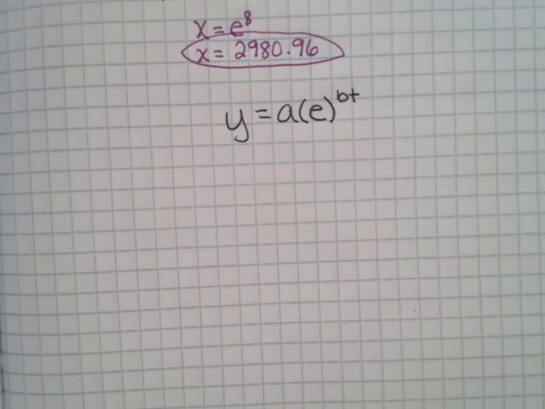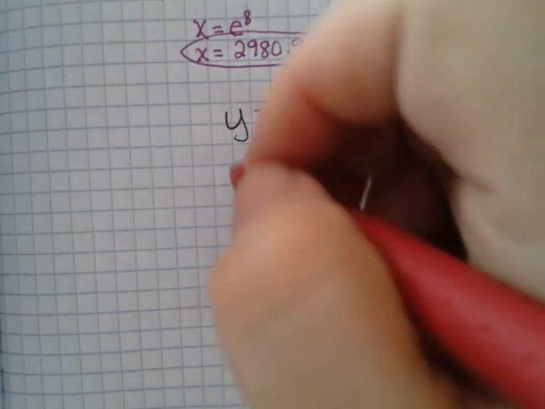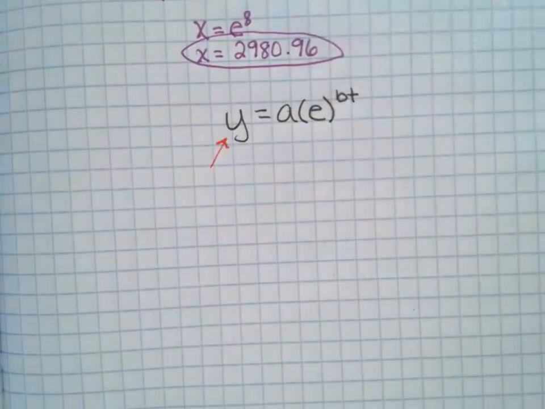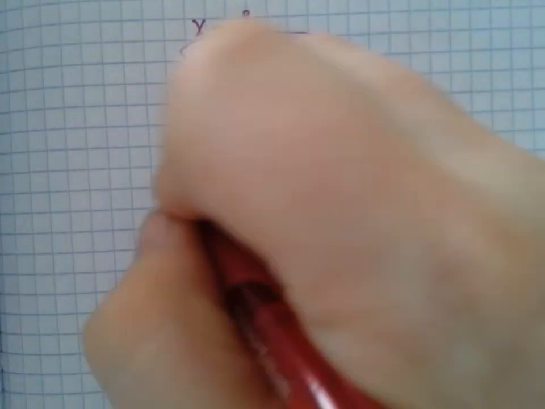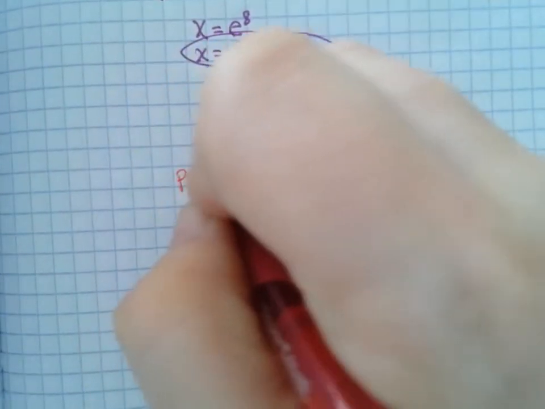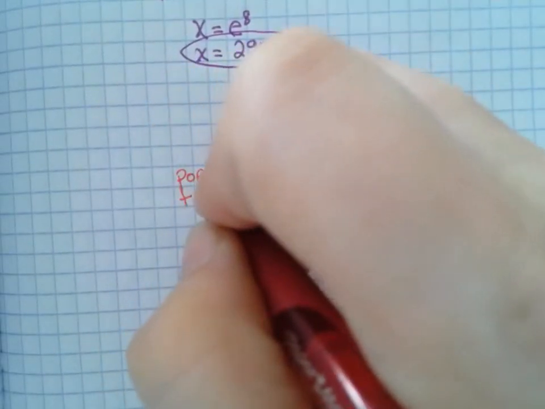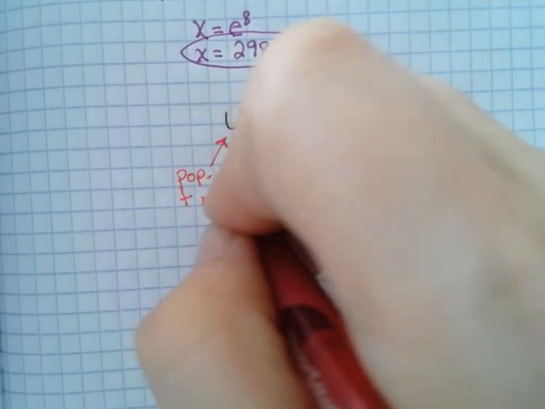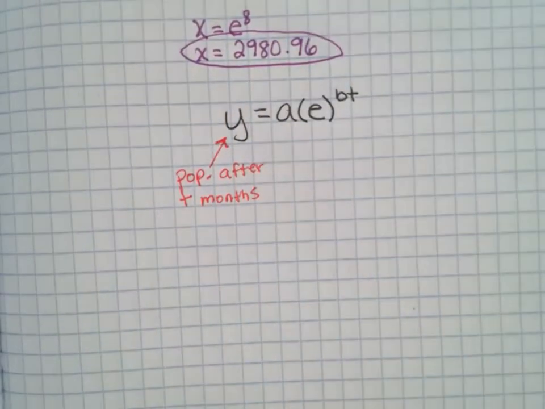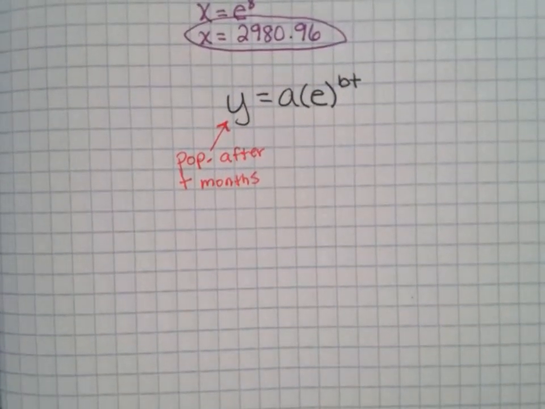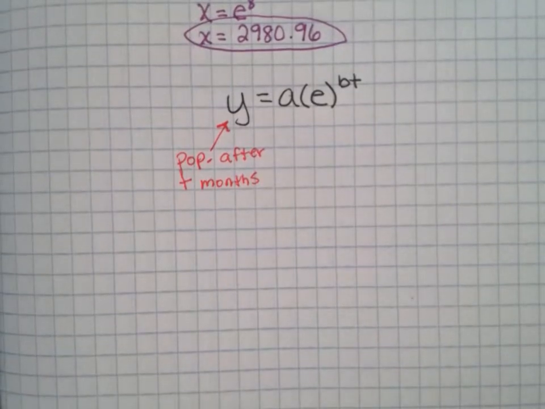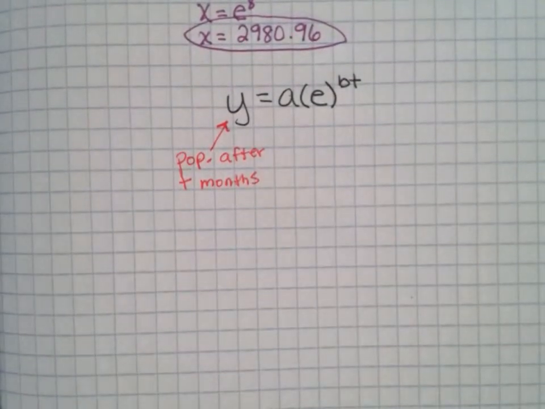In this equation, y is always the population after some time has passed. So like after t months or after t years. We'll just put months for this time. I could do it after seconds. I could do anything that's exponential growth. y is going to be like your ending population that you're interested in.